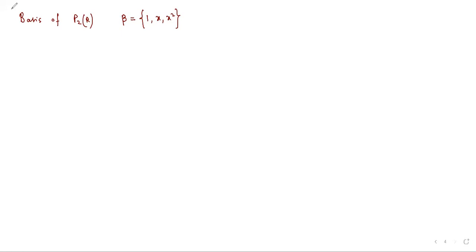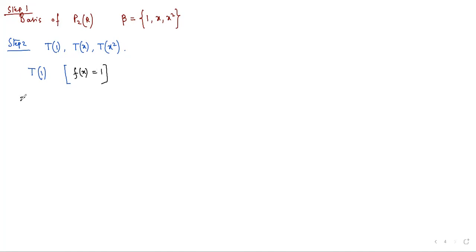Now we'll find T of 1, T of x, and T of x squared. Step 2, we are going to find T of 1, T of x, T of x squared. Now, what are these values? Let's talk about T of 1. When you talk about T of 1, that means you have chosen the function to be the polynomial 1. f(x) is equal to 1. With respect to this, we are going to find T of 1.